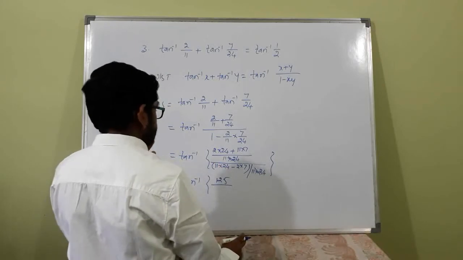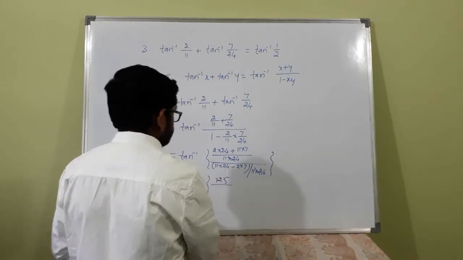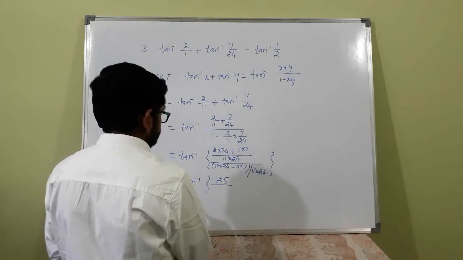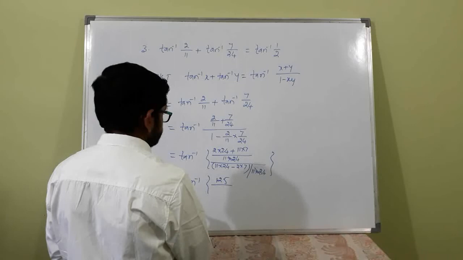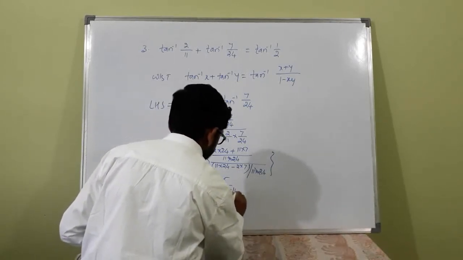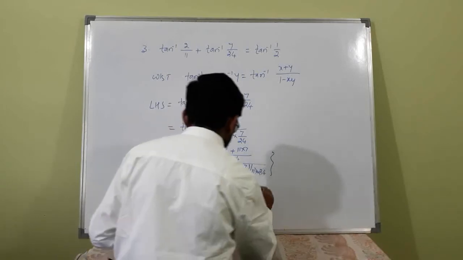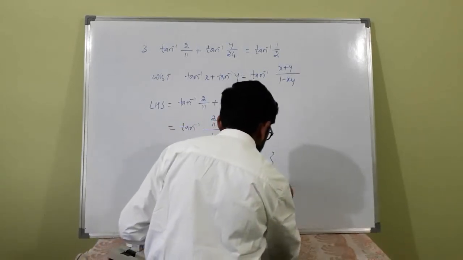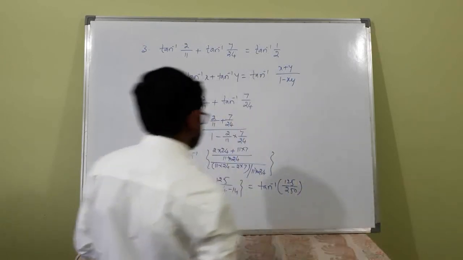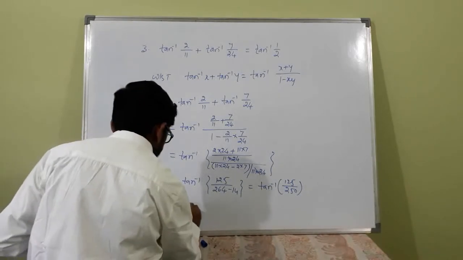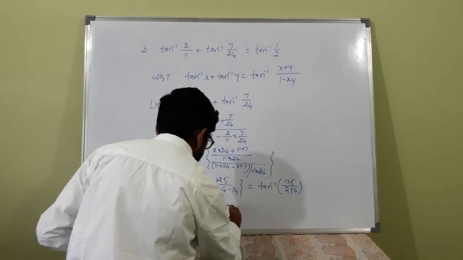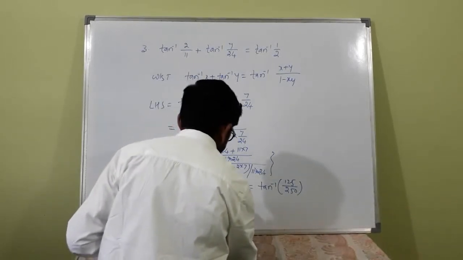24 means 11 fours are 44, 11 twos are 22, 22 plus 4, 264 minus 14 is equal to tan inverse of 125 over 250. Okay, so half, tan inverse of half, that is RHS.